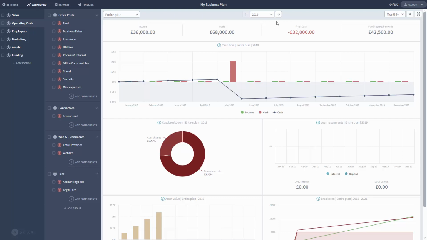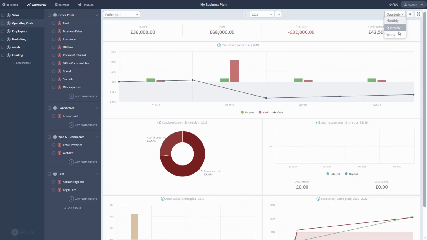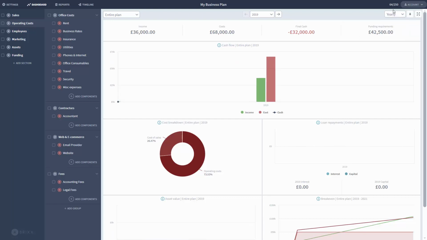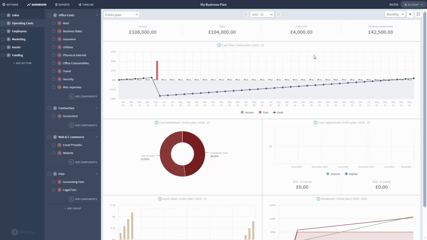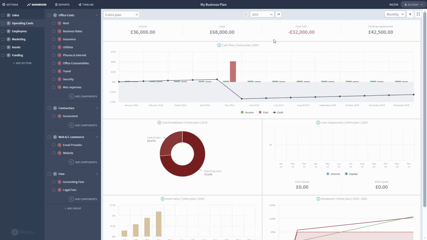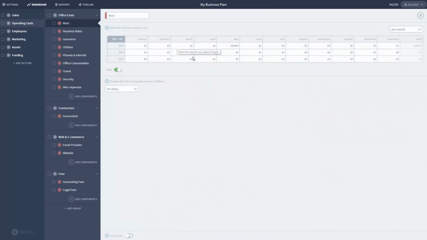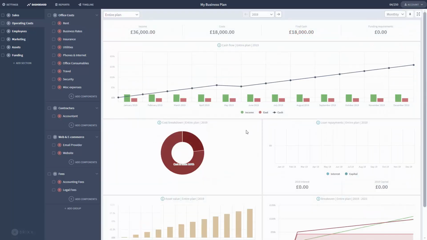So that's the top area of the dashboard. I will just show you at this point as well. You can view this entire dashboard in quarterly and yearly views as well, although when you're looking at it yearly you need to set it to show multiple years, otherwise it's just going to show one period there. I'm just going to be looking at it monthly for most of this video because it's usually the most useful way to be looking at it. Let's just get rid of this big cost for the moment because that's going to affect our numbers.